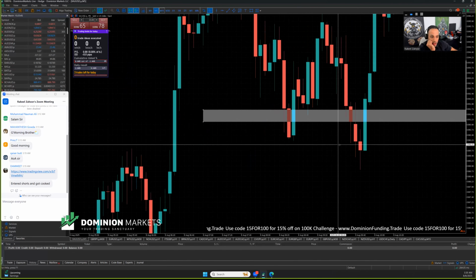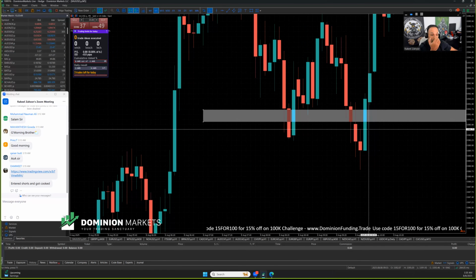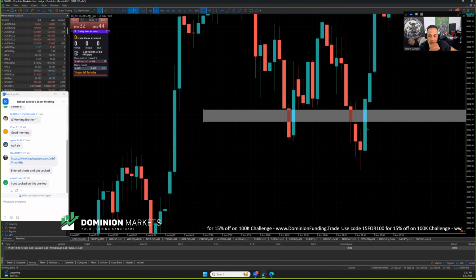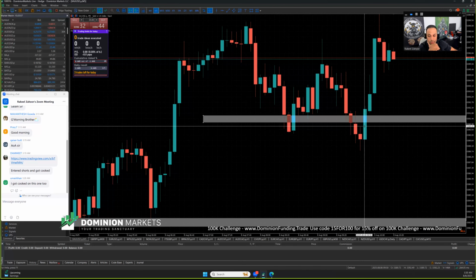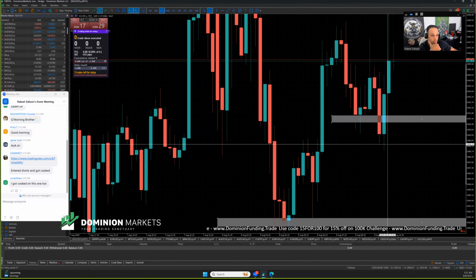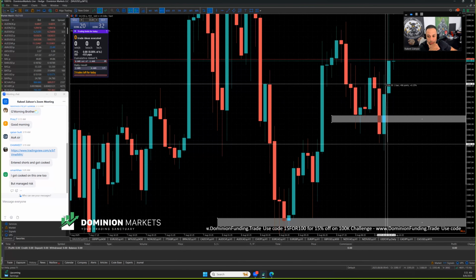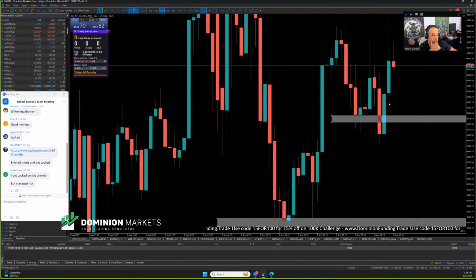Let's take a look on the 5-minute time frame. We pushed down, then started to break the high. Did you manage risk at that time? That's the question. I would have managed risk as it started to break above the high right here, because with the 15-minute, the stop was way too big. Way too big of a stop loss. But it looked good.